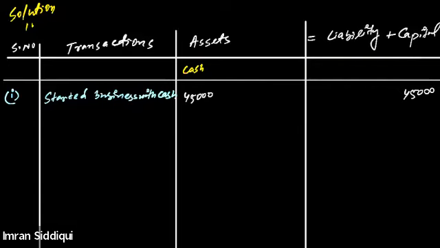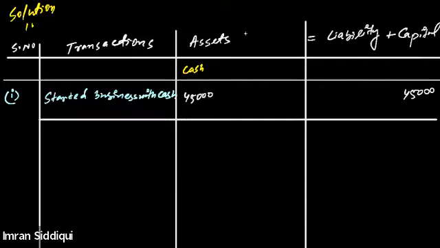Now we just need to total the value after the first transaction. Now you will notice that the asset side should be equal to the liability plus capital. So since only one transaction is recorded, when you total both sides, the asset and the liability side, you will find that both sides have equal value. 45,000 on the asset side, and the liability plus capital side is also equal to 45,000. I hope this point is clear.